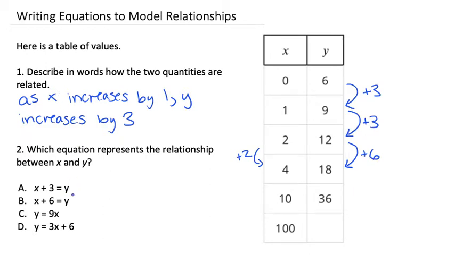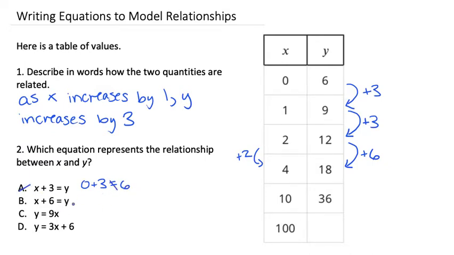So for A, we have x plus 3 equals y. So looking at the first row, my values are 0 and 6. 0 plus 3 does not equal 6. So that doesn't work.